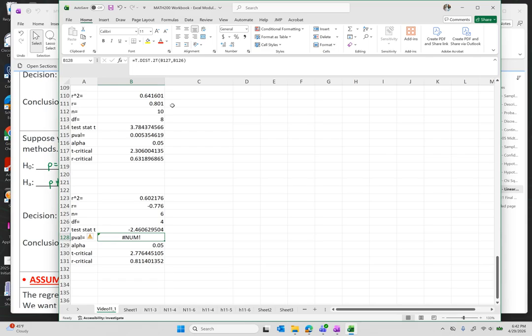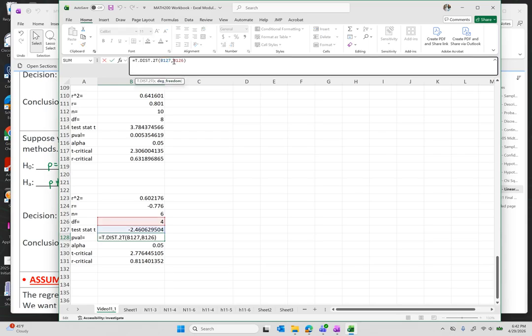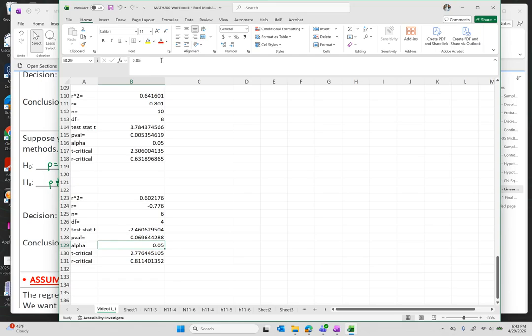And the p-value here is a two-tail distribution. It needs the value of x to be positive, so I'm going to use the absolute value. ABS is the function for the absolute value that will give me a positive value. So here I get a test statistic of negative 2.46 approximately. I get a p-value of approximately 0.07.